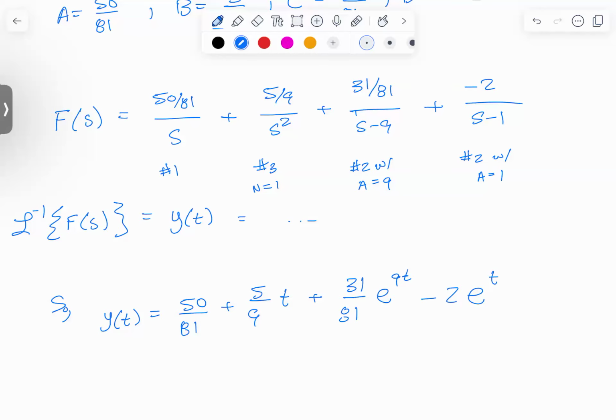Oh, look, the coefficients are already solved. The particular, same thing, right? We knew we had T, so we knew it was going to be A, T plus B. Oh, look, AT plus B. And we solved it.